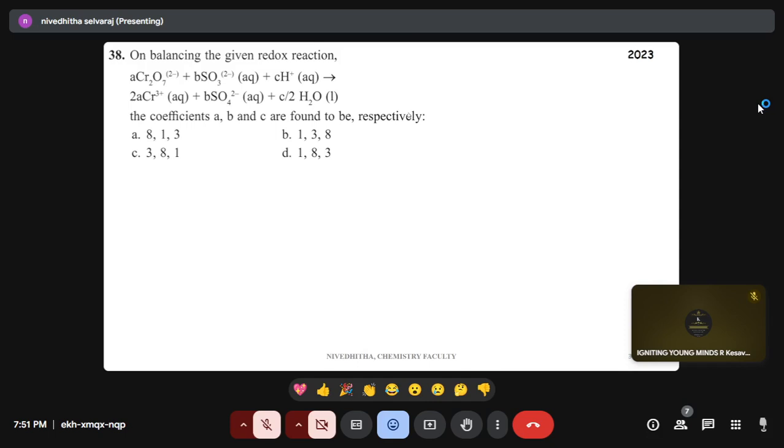So do you know how to balance redox reaction? Do you know how to balance this redox reaction? Okay. Marimuthu, do you know, Kanna? Malavika, Sachin.